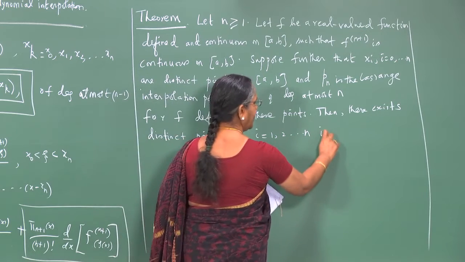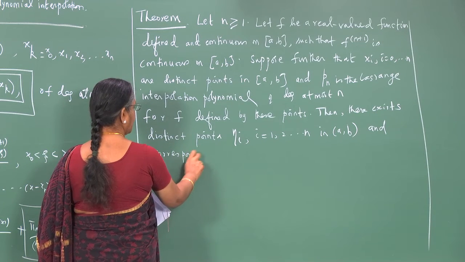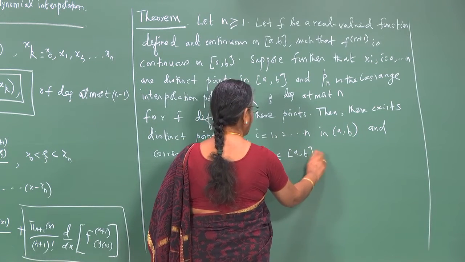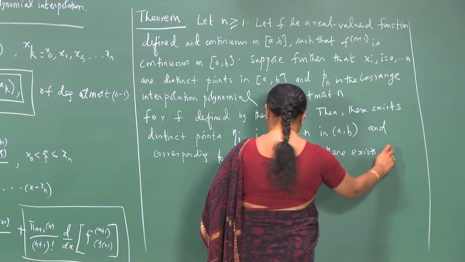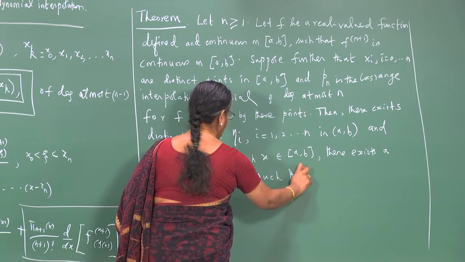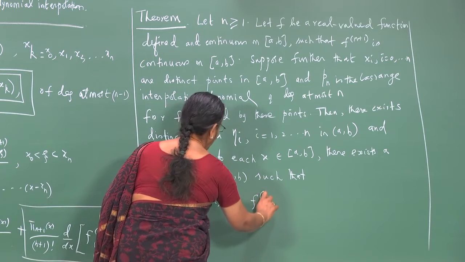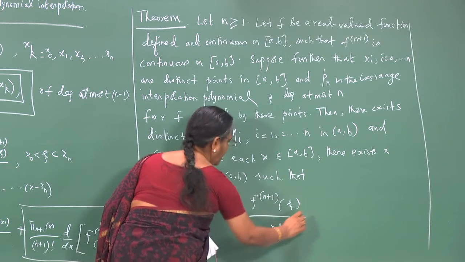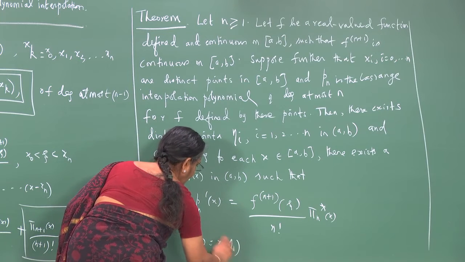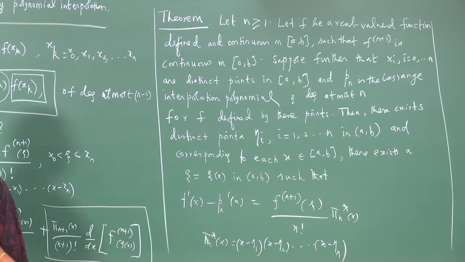There are n points eta i in the open interval a b, and corresponding to each x in the interval a b there exists a psi which depends on x in the open interval a b such that the difference f'(x) minus p n'(x) is given by the (n plus 1)th derivative at psi by n factorial into pi n star of x, where pi n star of x is (x minus eta 1) into (x minus eta 2) etc. up to (x minus eta n). So, what does it say?